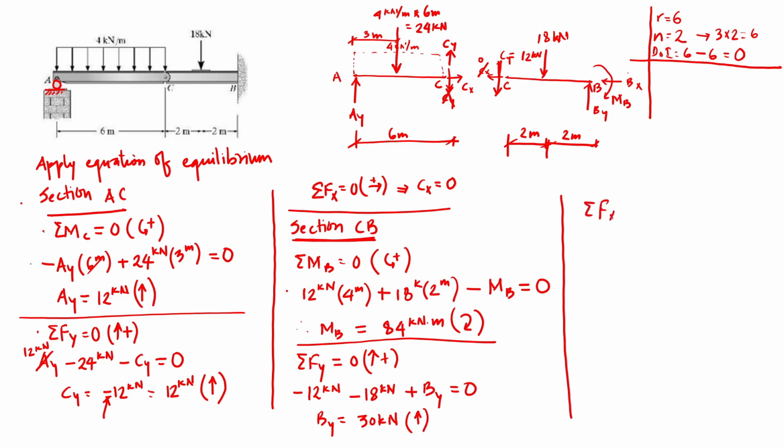And finally, summation of all the forces in horizontal direction to be 0, considering left to right to be positive. We can visually inspect that there are no external loads applied at this section as well, so BX is going to be 0 too. So in summary, we have vertical reaction at A. We calculated this to be 12 kilonewtons. We have vertical reaction at B, which is 30 kilonewtons. There's no horizontal reaction at B. And then we have a clockwise moment MB, which is equal to 84 kilonewton meter.